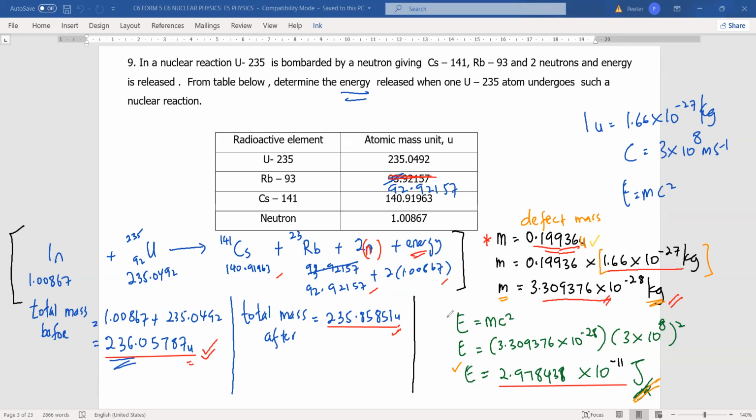So use the formula E equals mc squared, substitute the value in kg and the speed of light, and get this. So this is the energy released. So the amount of energy released, this is the value.